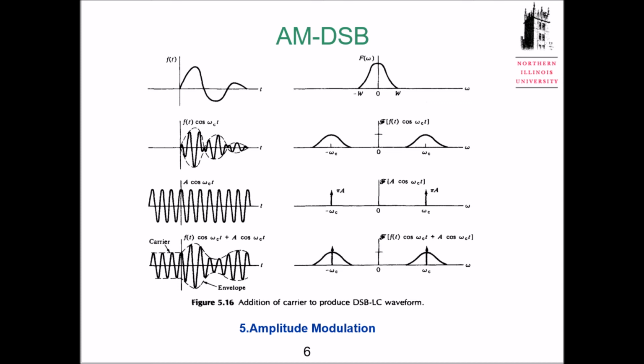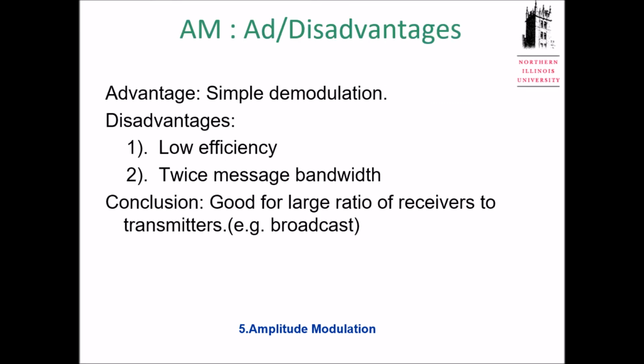So, conclusion. This kind of modulation method is good for a large ratio of receivers to transmitters. For example, a broadcaster. I don't care how much power I waste in the single station antenna, but I can have many receivers, many customers to listen to my program. So that is why, despite very low efficiency, people still use it. Any problems, questions?